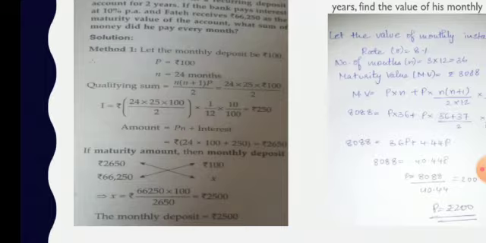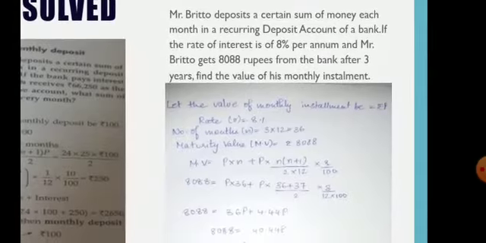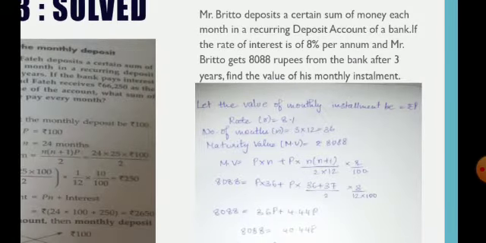Now we see another sum with the second method. This is a board sum and an important sum. Mr. Brito deposited a certain sum of money each month in a recurring deposit account. If the rate of interest is 8% and Mr. Brito gets 8088 rupees from the bank after 3 years, find the value of his monthly installment. Same, we keep the monthly installment as P as we've been doing in the total formula sums. Rate 8%, number of months is 3 years, which becomes 36 months, maturity value is given, 8088.